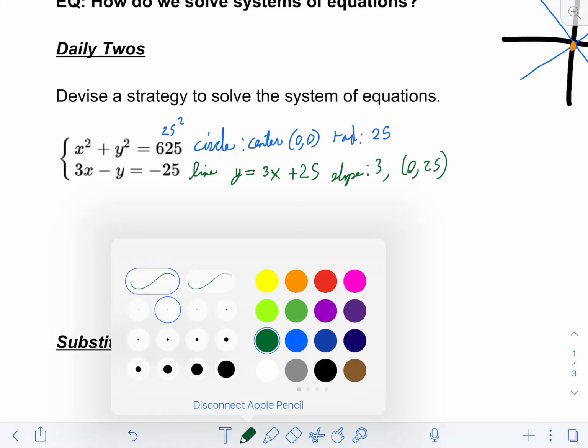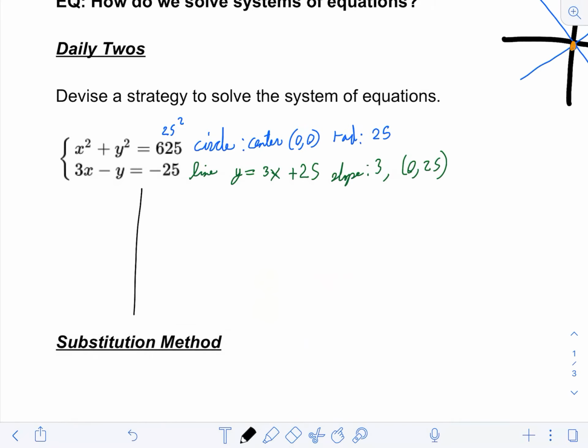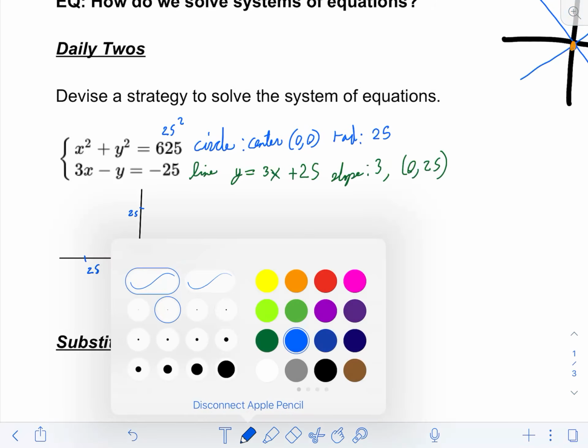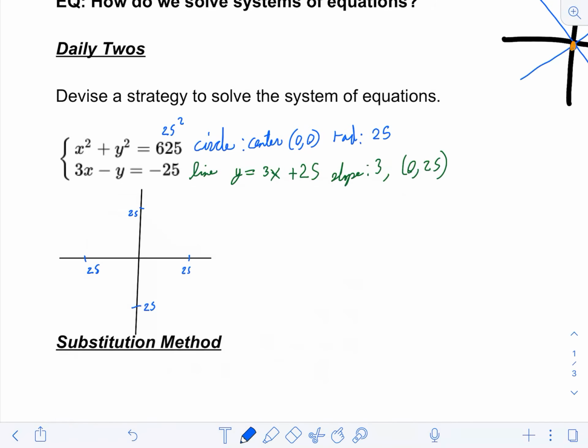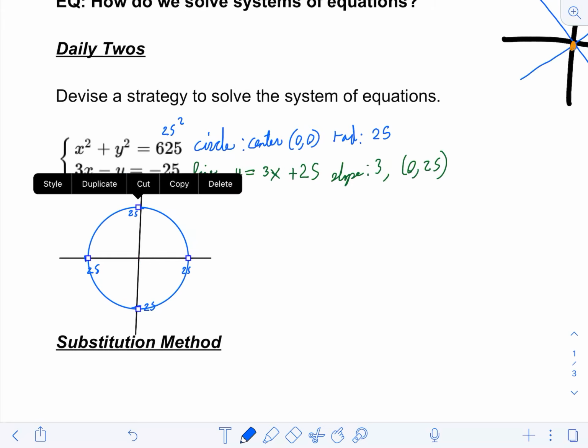We could do kind of a quick graph with this. It's going to be a little bit difficult to graph it pretty big. I mean, you could put them both in Desmos perfectly fine, but it won't be too much of a problem here. Since the circle is 25, I'm just going to mark 25 on each axis, and we've got our nice little circle here. Not perfect, but good for the time.